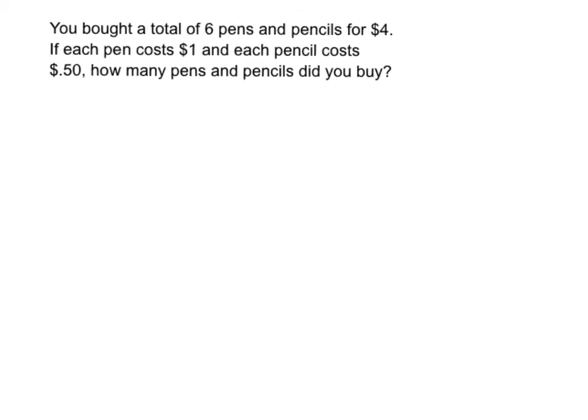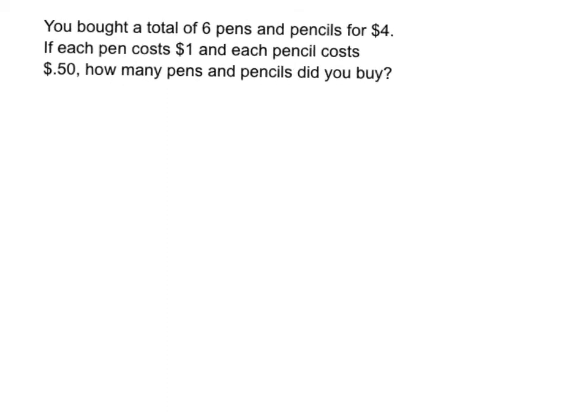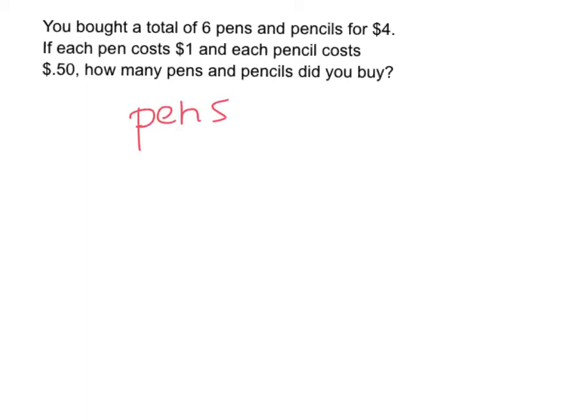The problem says you bought a total of 6 pens and pencils for $4. If each pen costs $1 and each pencil costs 50 cents, how many pens and pencils did you buy? The idea is to get two equations out of this little word problem. So let me identify some things. We've got pens, which I'll put in red, and pencils, which I'll put in blue.